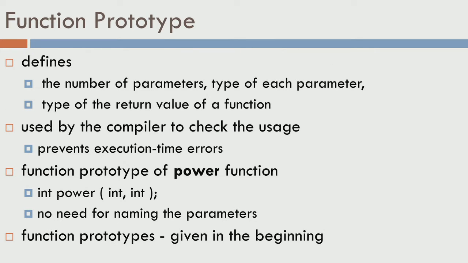There is this notion of what is called a prototype of a function. We will see this in a little while. I had that in the program, but I did not go into the details earlier. The prototype essentially defines the number of parameters and the type of each parameter. It also defines the return value of a function. So, a prototype essentially gives you a black box description.